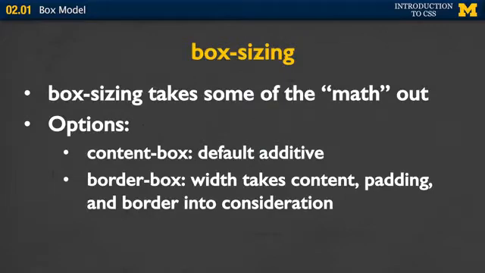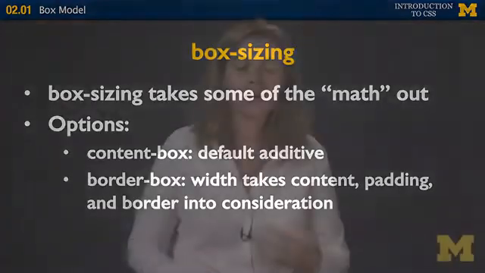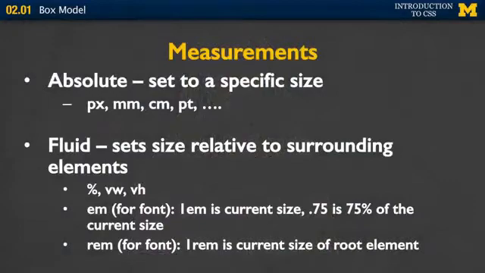So if you say you want the width to be 200 pixels, it's not going to actually make the element 200 pixels. It's going to make it 200 pixels minus the padding and border. One of the last things to remember is that while it takes into account padding and border, it won't take into account margin.